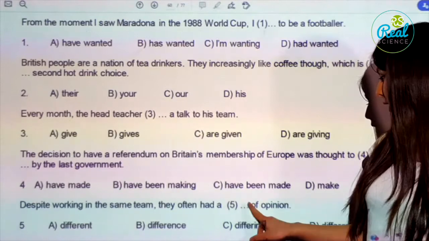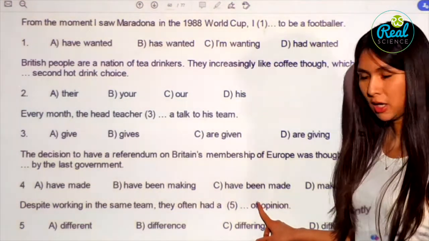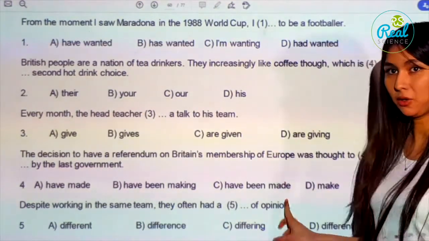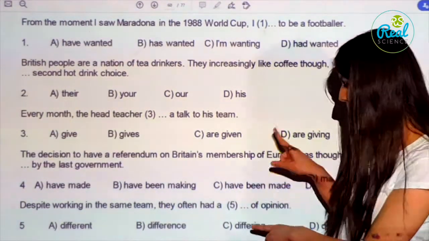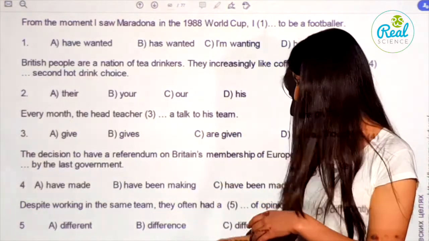And guys, here we have the word of. You cannot say different of opinion. You can say different opinions, but without of. Here we have of. That's why we have to put the noun form. Okay, the difference.